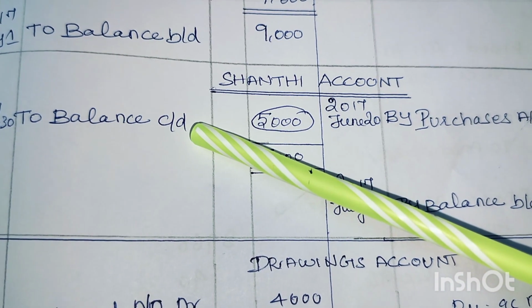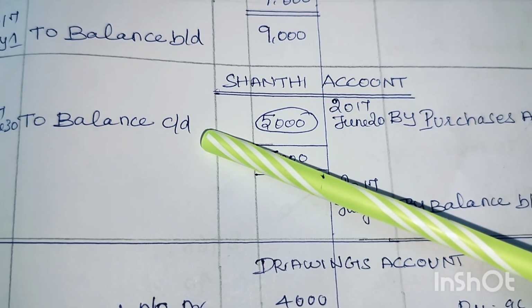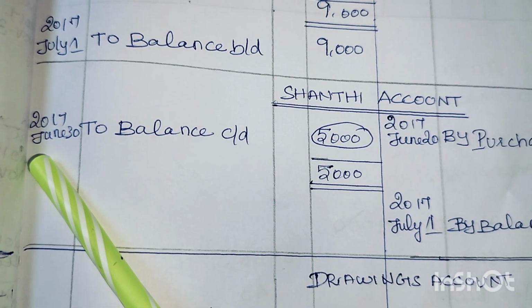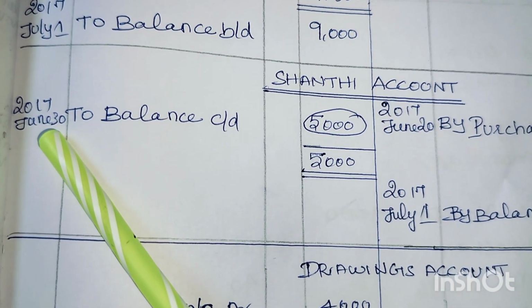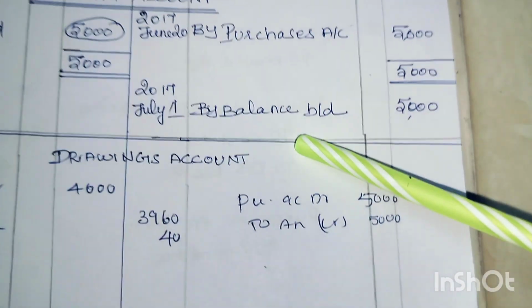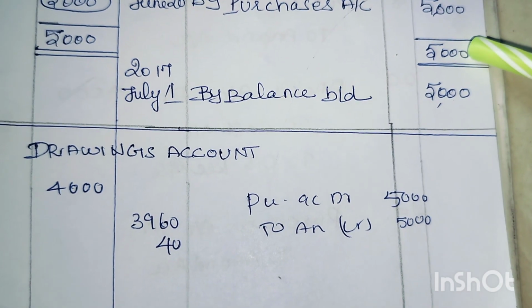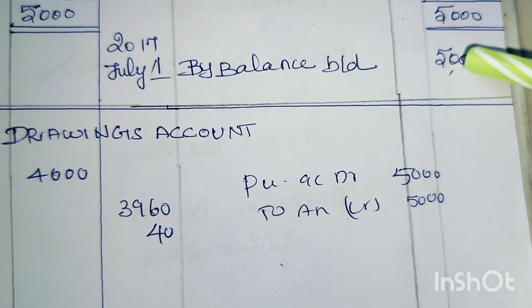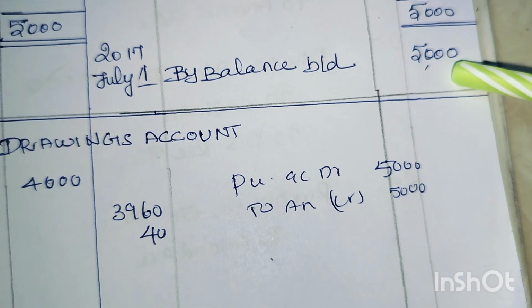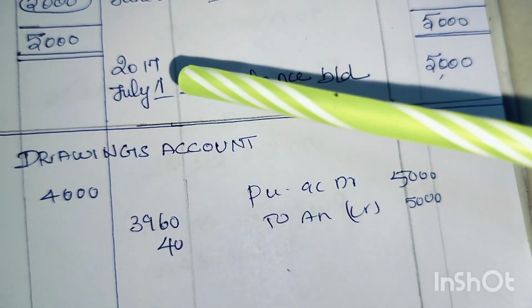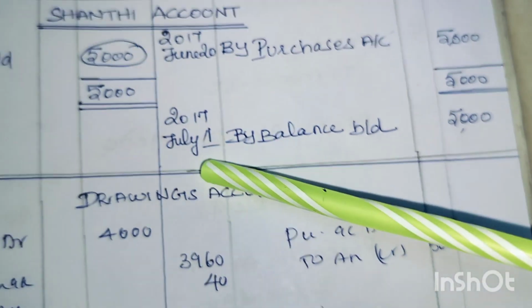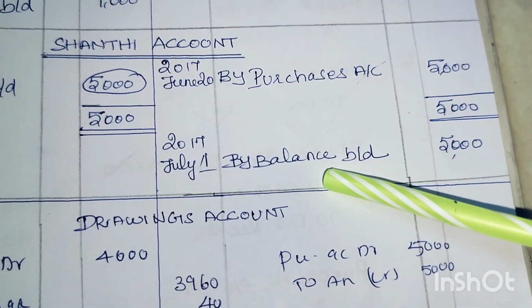Balance carried down is to be entered against the difference, and come to the date column. We date it as the last day of the accounting period. Okay, so this is the closing balance of the Shanti account. Then we carry that 5,000 rupees to be brought down to the opposite side, entered below the total. So we enter the difference below the total on the opposite side. Okay, balance brought down is to be entered against the difference, and in the date column we date the first day of the next accounting period. This is the opening balance of the Shanti account.